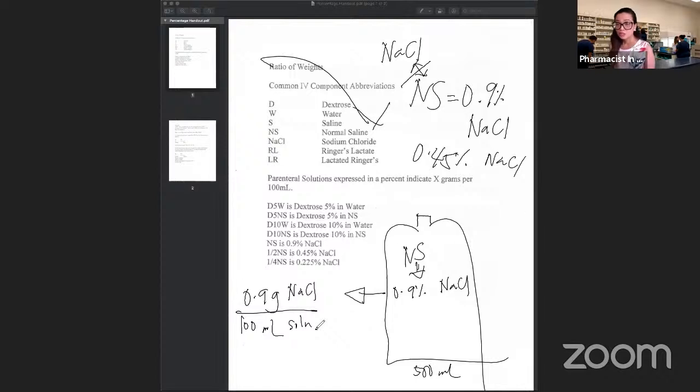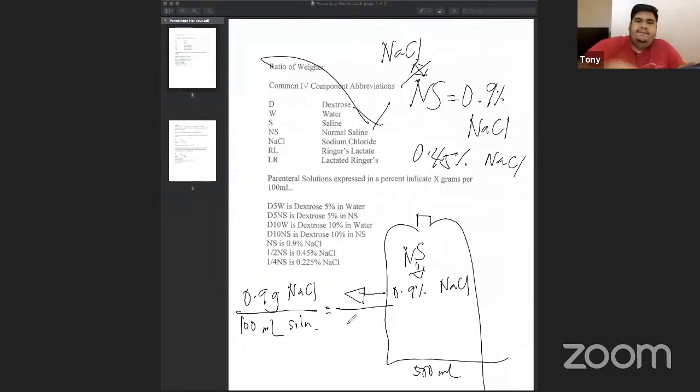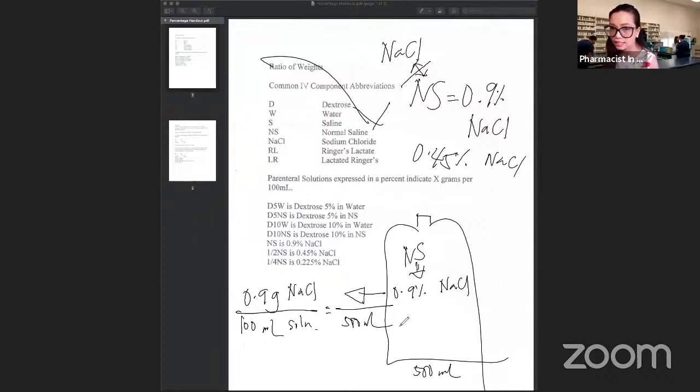That's your percentage. But the bag is not only 100 mL. What's the bag? 500 mL. So ratio and proportion again, right? Now you can calculate how much sodium chloride, or solute, is in that 500 mL bag. So 500 times 0.9 equals 450, divided by 100 makes it 4.5. 4.5 grams. So this IV bag, 500 mL normal saline, will have 4.5 grams of sodium chloride.